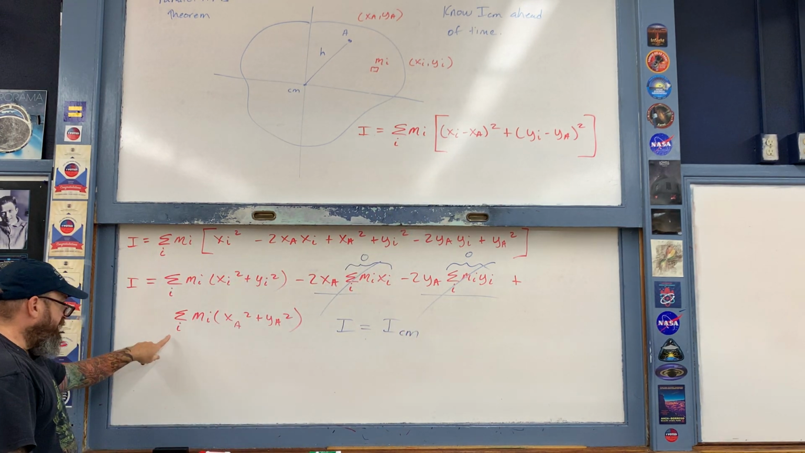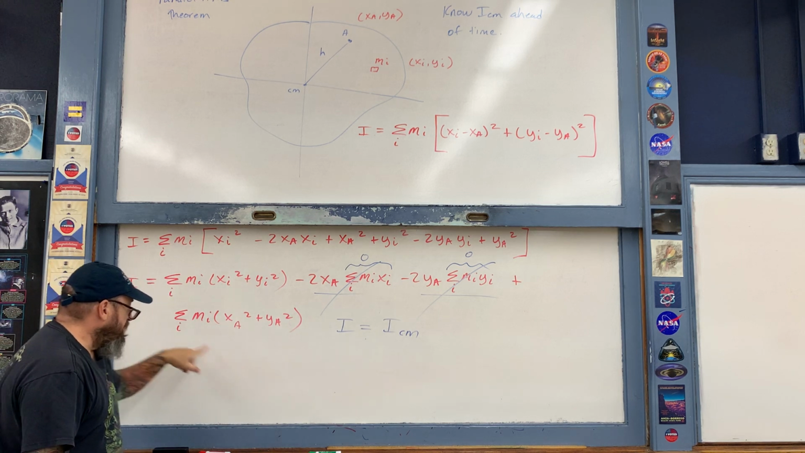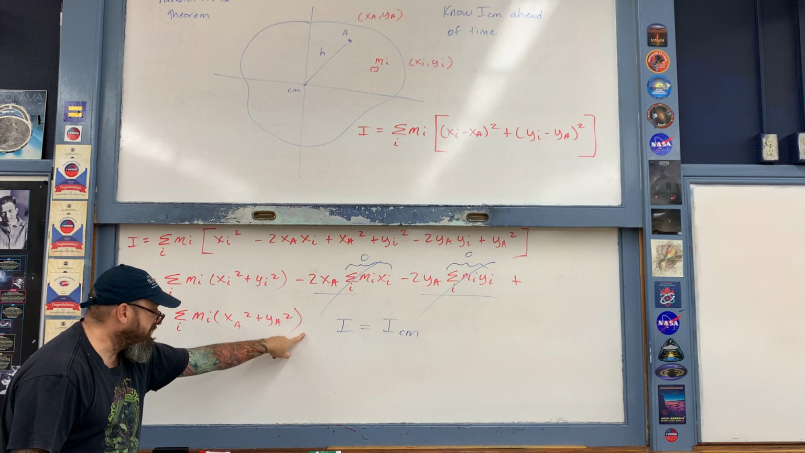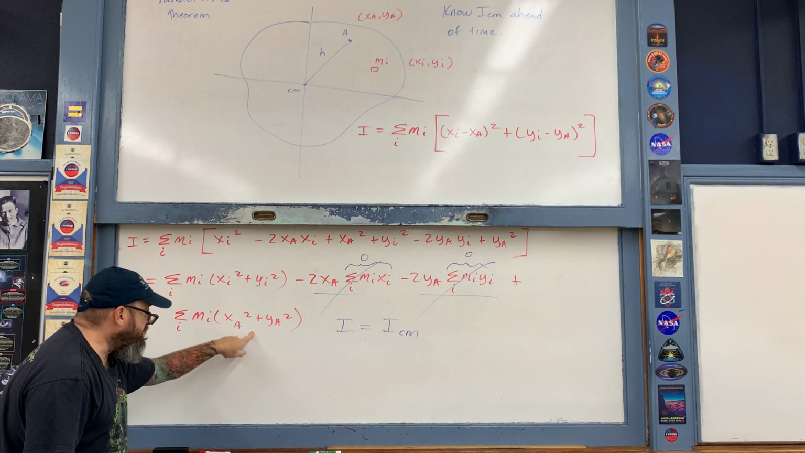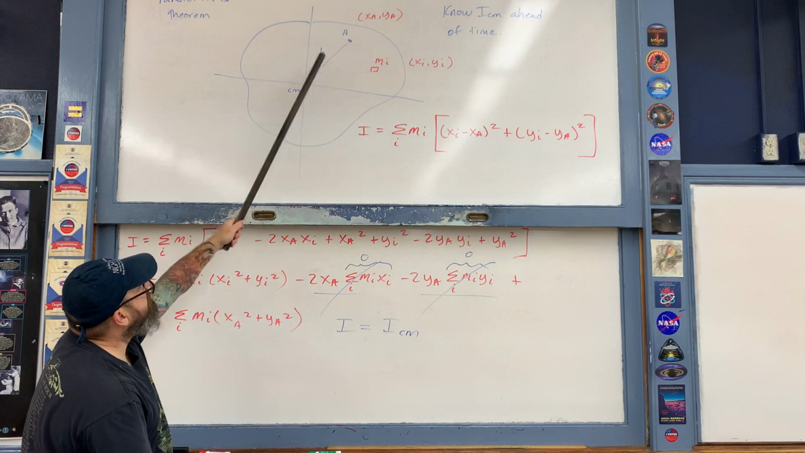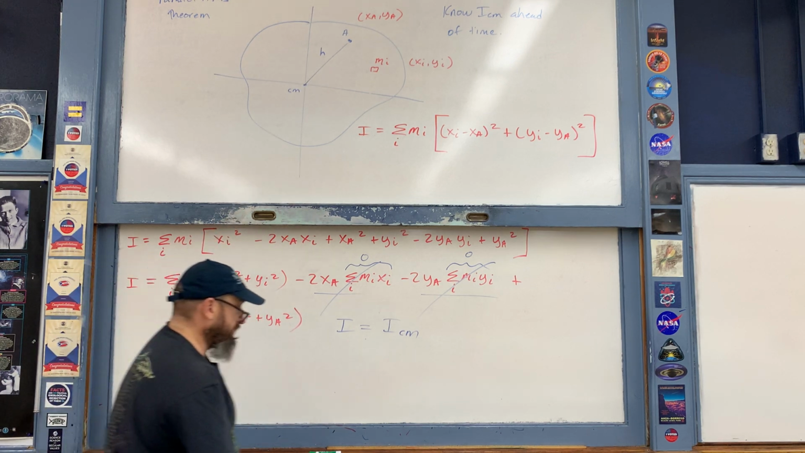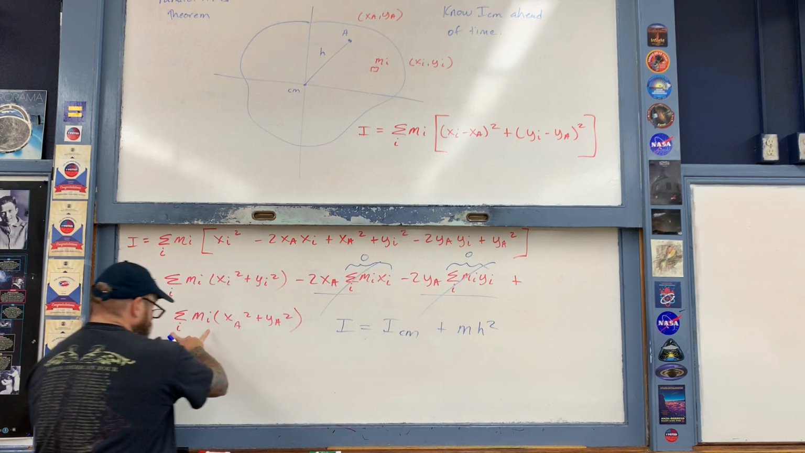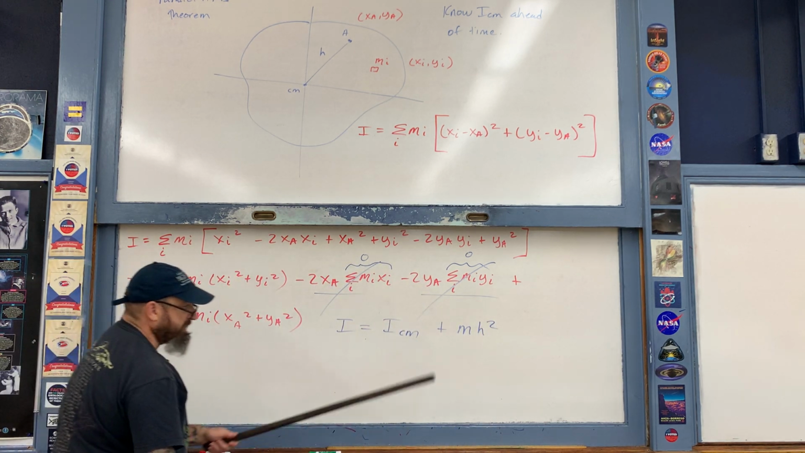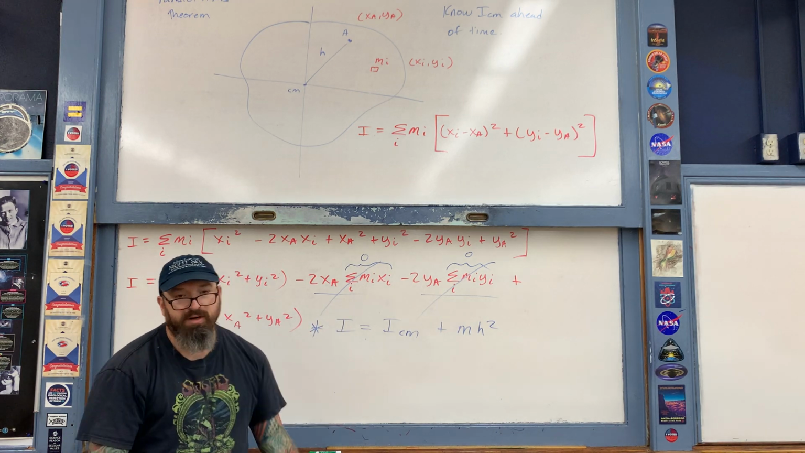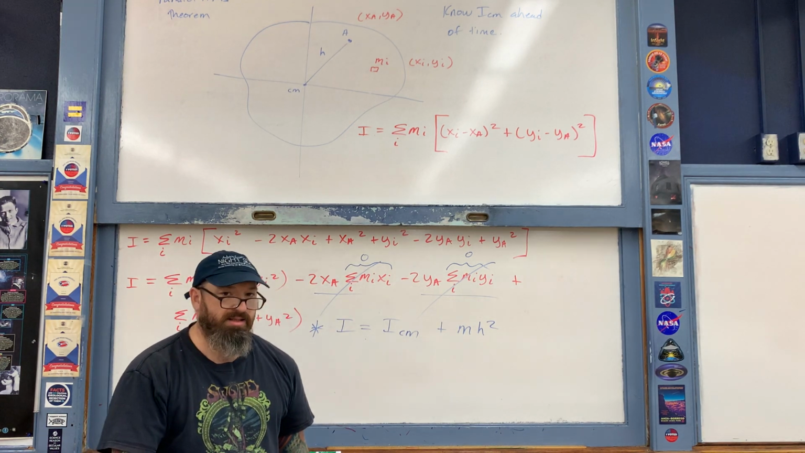And then lastly, we've got this quantity here. This quantity also looks like an m multiplied by a distance squared. However, on the diagram above, what is this distance here squared? Well, it's this distance h squared, like so. And the sum of the masses is just overall the mass of the object m. And we end up with this simple expression. This right here is referred to as parallel axis theorem.